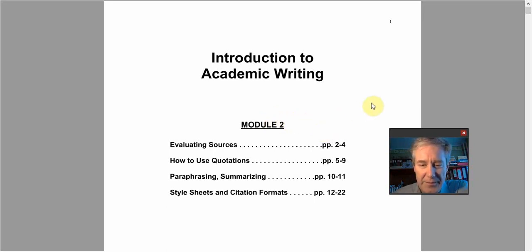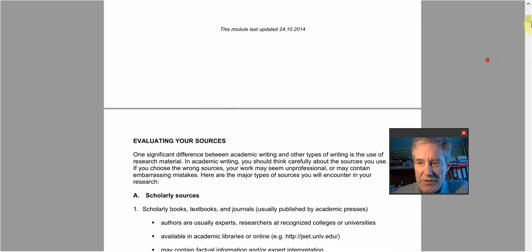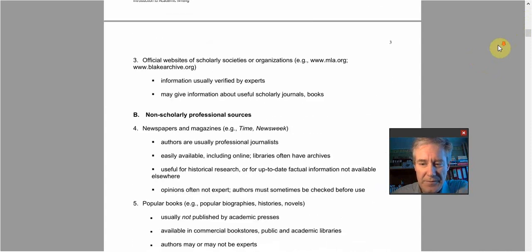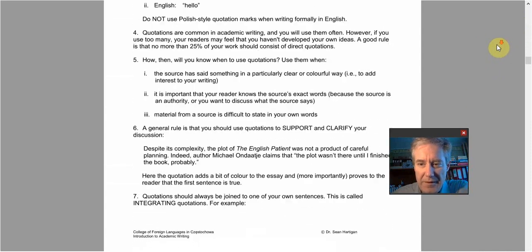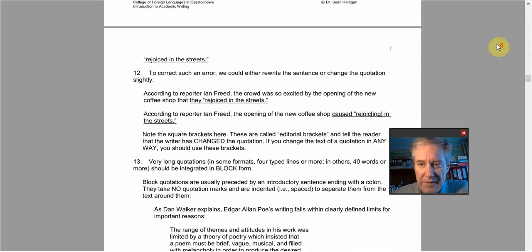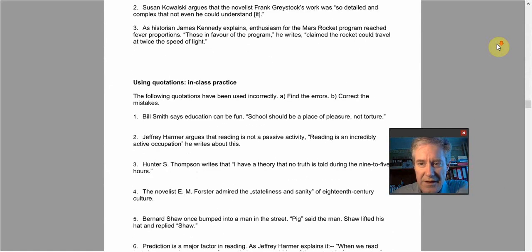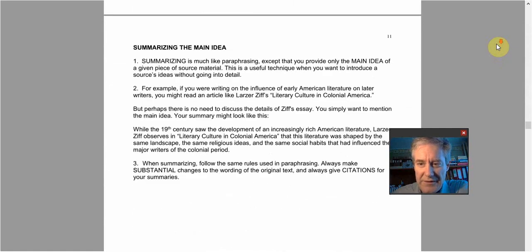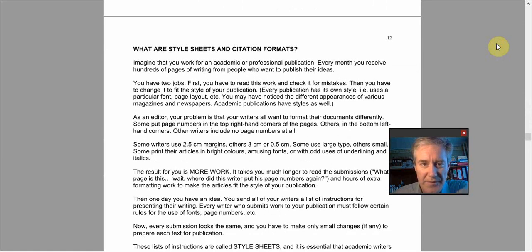So let's start by going to page 12. As we see here, style sheets and citation formats. That's what we're looking at in this video. So we go to page 12. 7, 8, 9, 10, 11, 12. Okay, so here we are on page 12 in the module. And we have the question here, what are style sheets and citation formats?